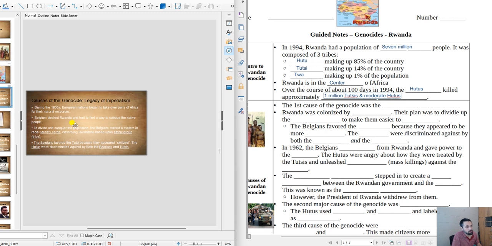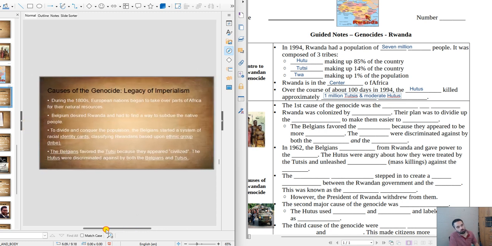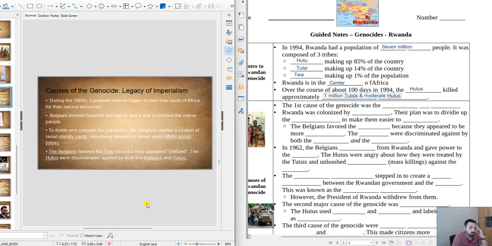Cause number 1, a legacy of imperialism. As you know from our Scramble for Africa unit, this area was very much run by European countries. During the 1800s, European nations were taking over all of these different areas. Belgium was in charge of Rwanda. So the first cause of the genocide is a legacy of imperialism.